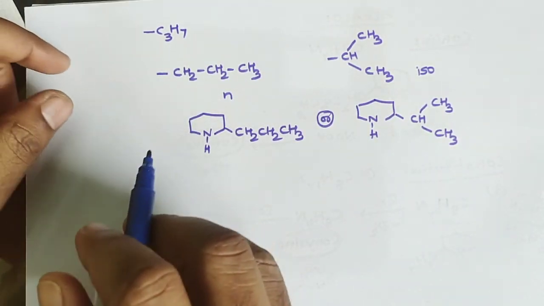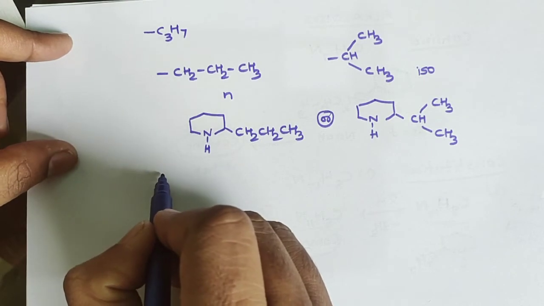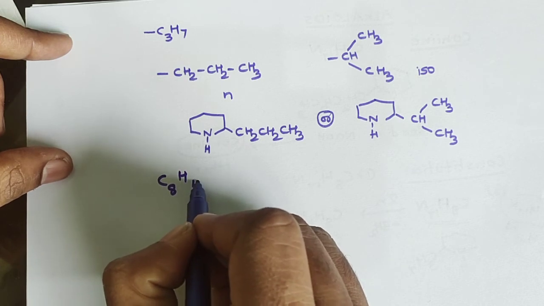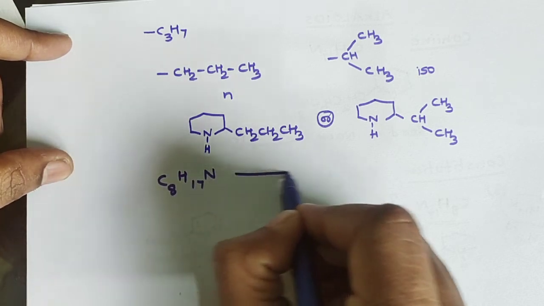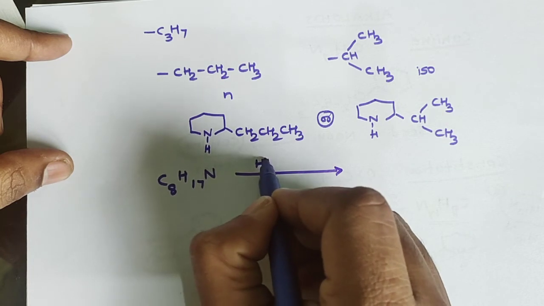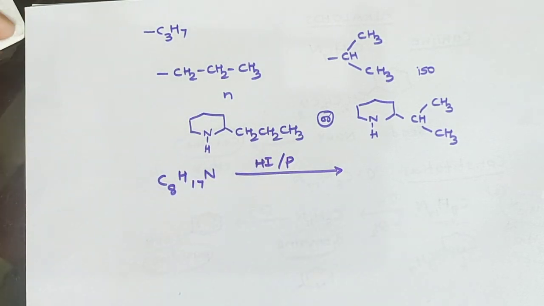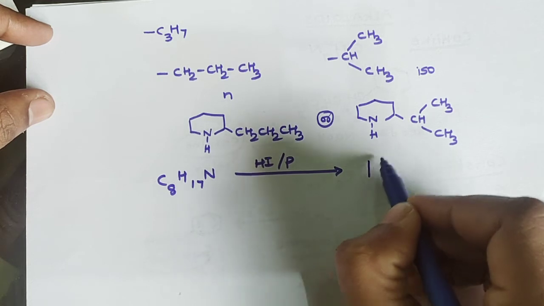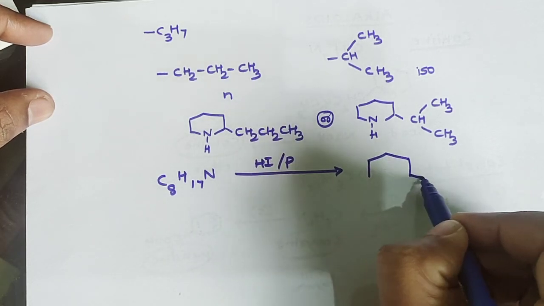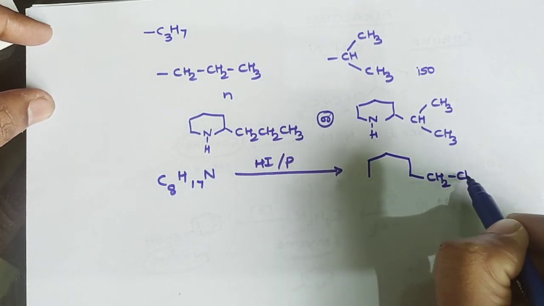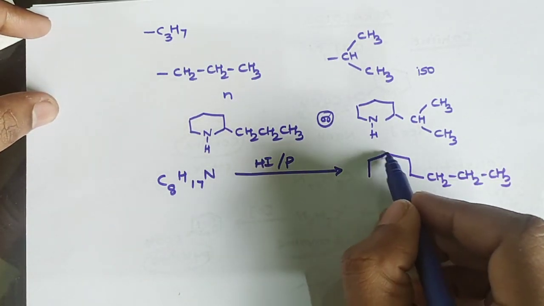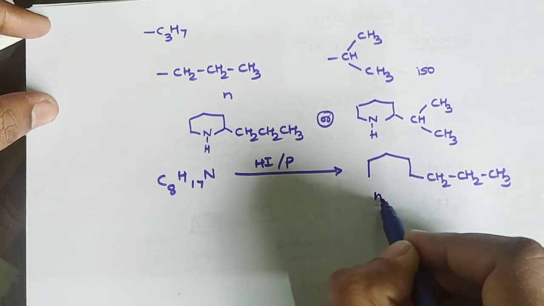On heating coniine, that is C8H17N, with HI in the presence of red phosphorus, hydroiodic acid, coniine undergoes reduction to give you this molecule. You get n-octane, 1 2 3 4 5 6 7 8, n-octane.